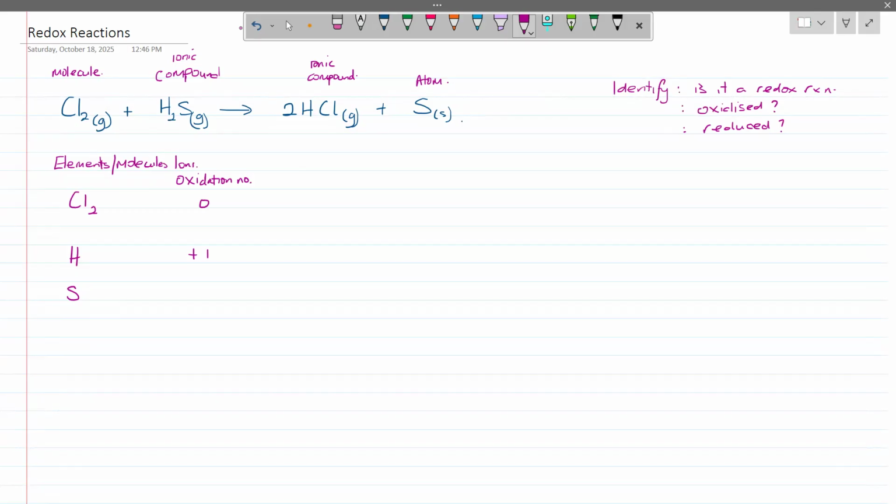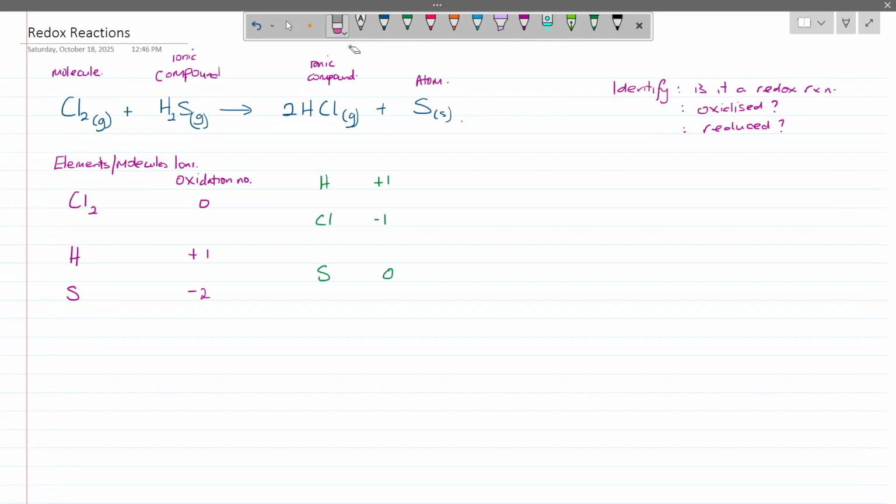Here, the sulfur is a -2. If we go back to our chart, sulfur, when it's bonding with something else, is going to be a -2. On this side, we're doing the same thing. We have H, we have Cl, and we have S. H in this case is still a +1. Cl is a -1, and sulfur is a 0.